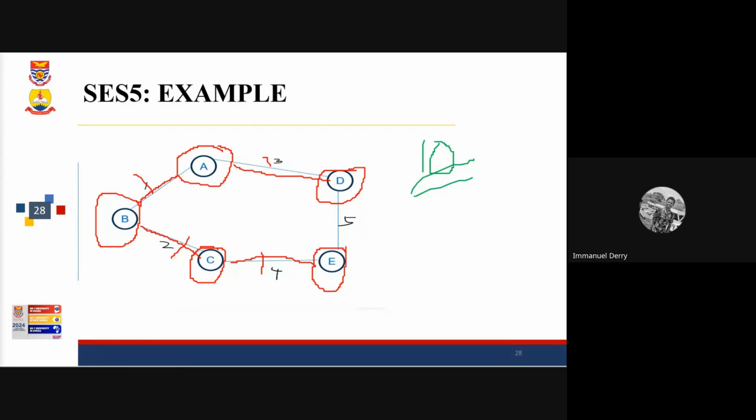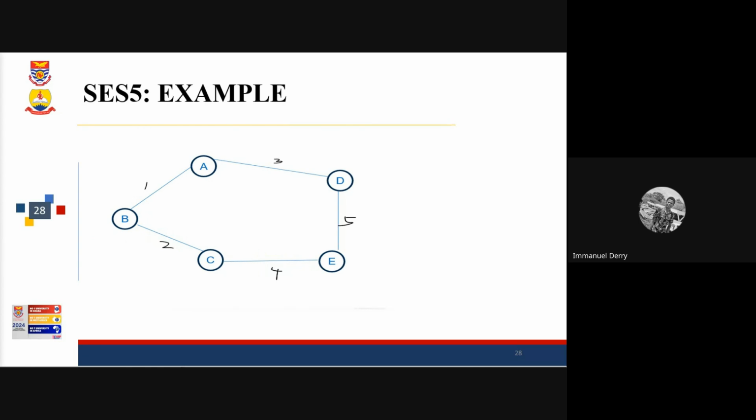However, if we are going by the classical, we rather choose the edges. Let me clean here. So we rather choose the edges instead of the vertices. So we can choose any arbitrary vertex. So let's start from this particular one here, right? So you are starting from D. So from D, we have edge 5 and then edge 3. We choose the least one, which is this particular edge.